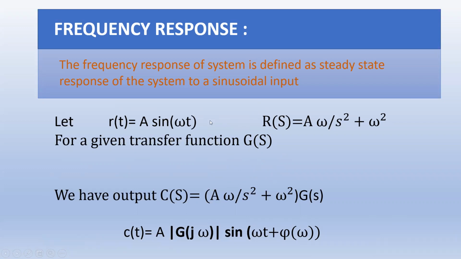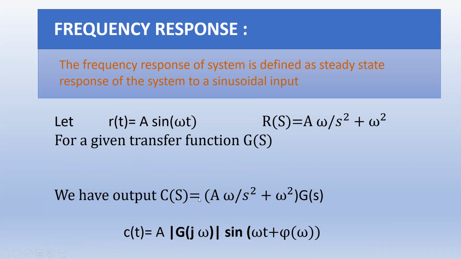So we have R of s, the Laplace transform of this signal, as A omega by s square plus omega square. That is how we find out the Laplace transform. And if we have this transfer function G of s, then the output is the multiplication of the Laplace transform of the input with the transfer function.